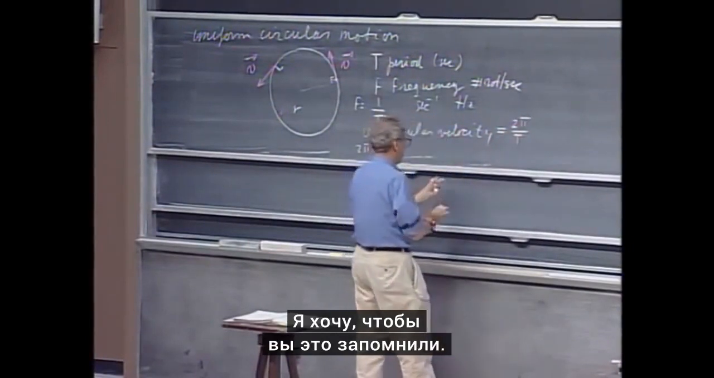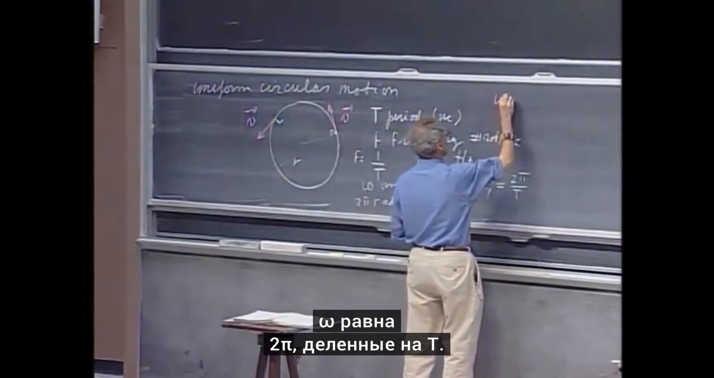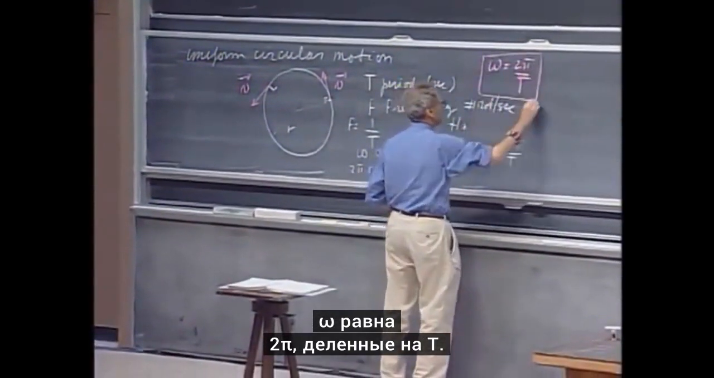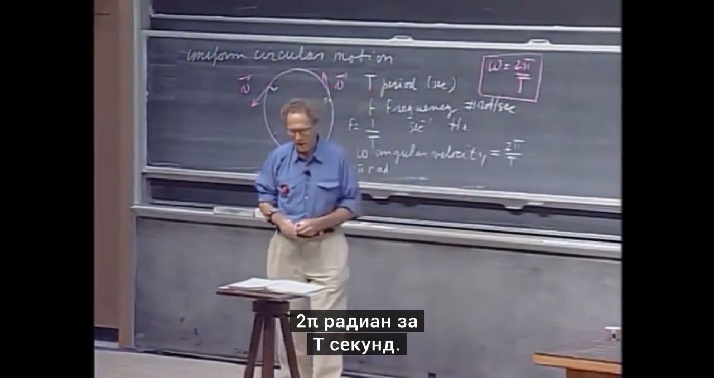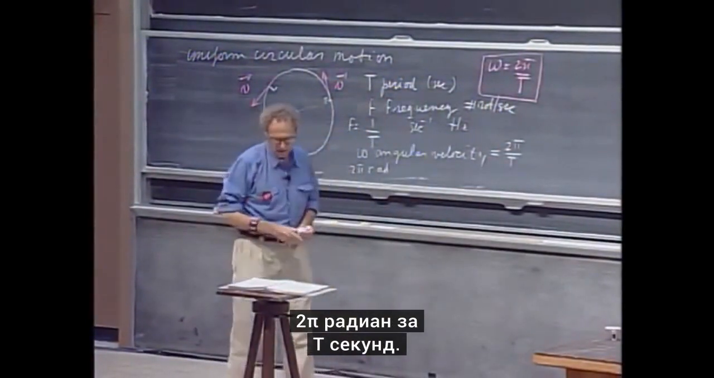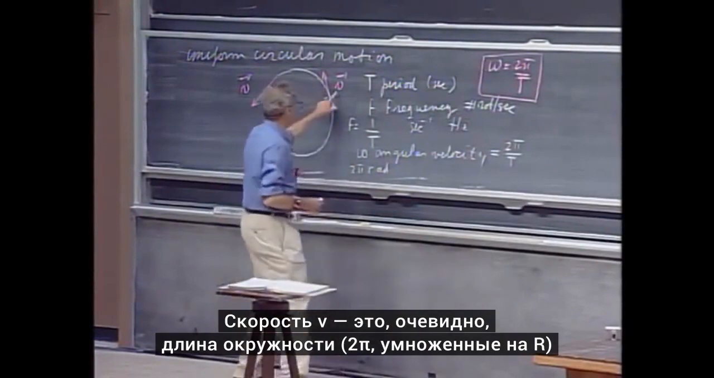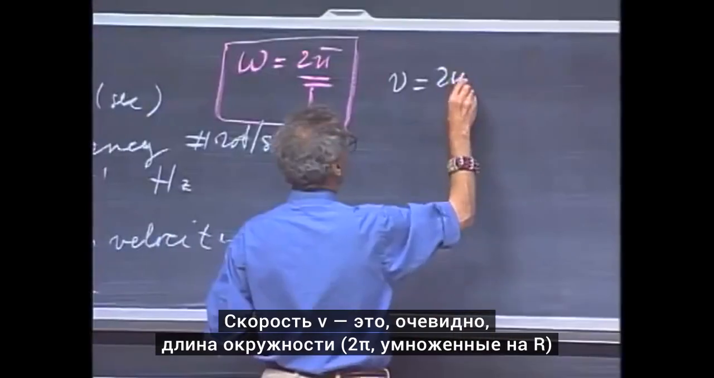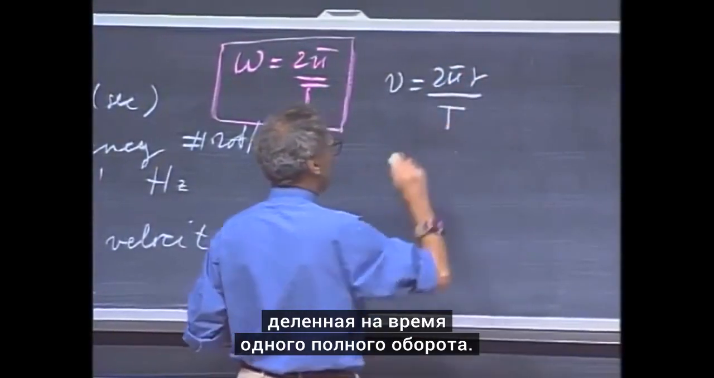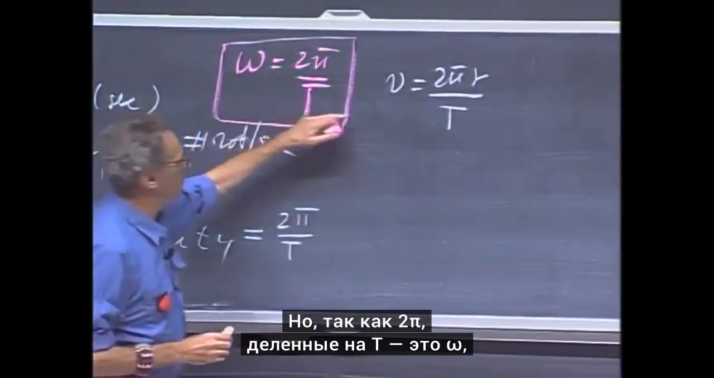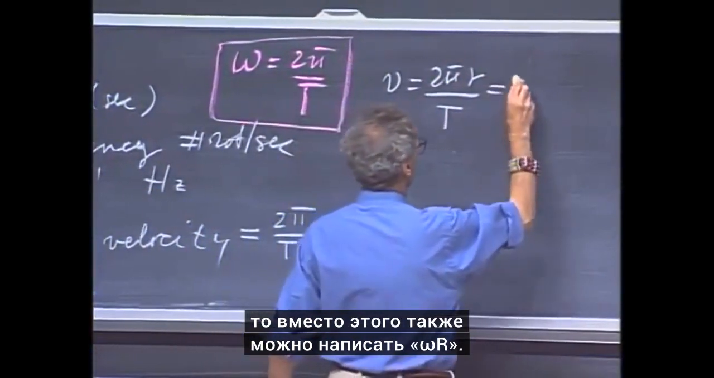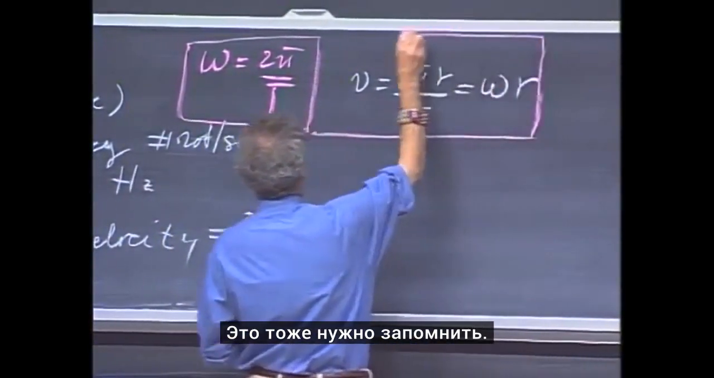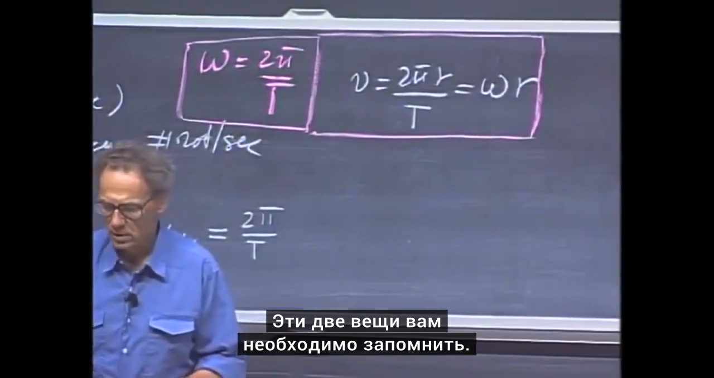This is something that I would like you to remember. Omega equals 2 pi divided by T. 2 pi radians in capital T seconds. The speed, v, is of course the circumference, 2 pi r, divided by the time to go around once. But since 2 pi divided by T is omega, you can also write for this omega r. And this is also something that I want you to remember. These two things you really want to remember.